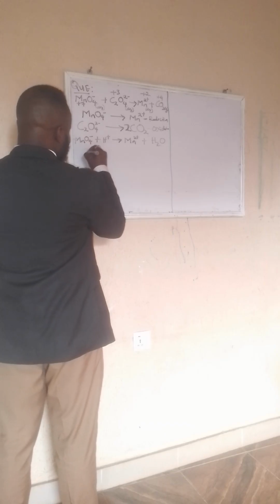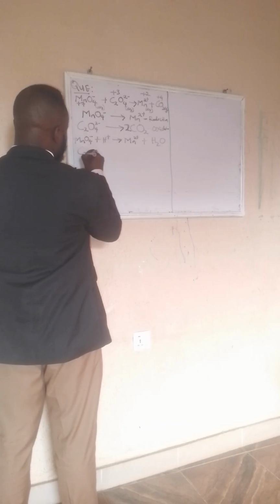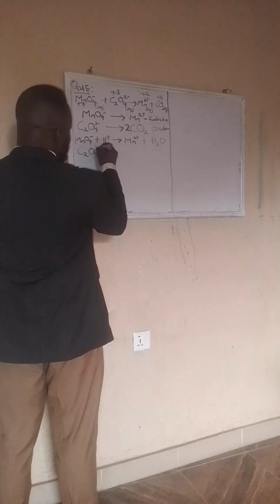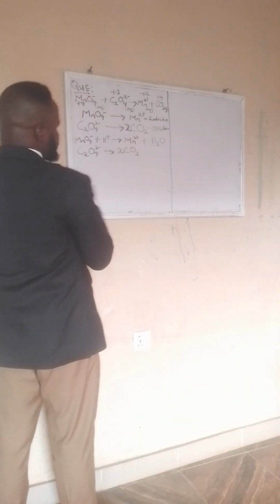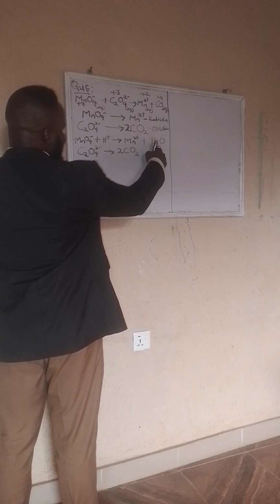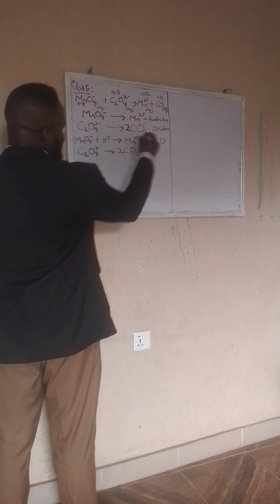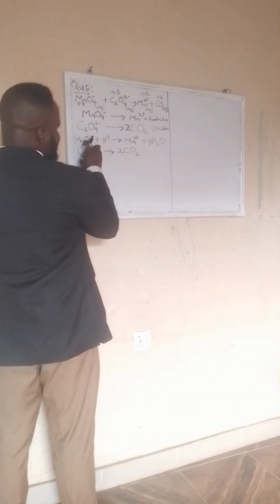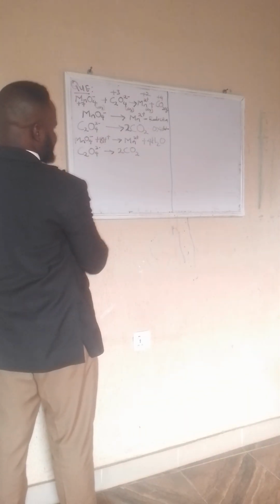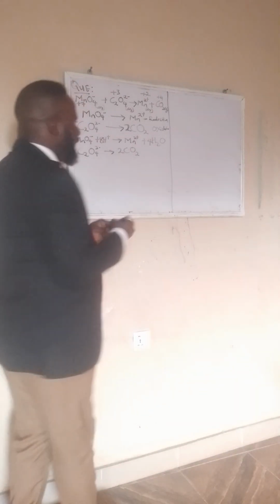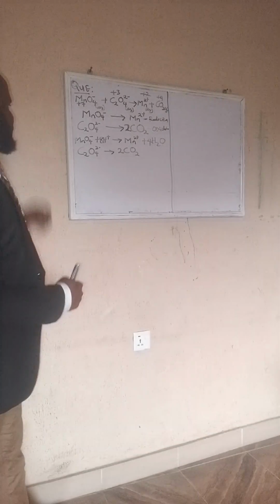So I'm still going to leave this as C2O4 2 minus to give 2CO2. So I have 2 hydrogen here, 4 oxygen here. So let me put 4. Oxygen is 4, oxygen has been balanced. 4 times 2 is 8, so 8 hydrogen. So I've balanced this, and this one too has been balanced. I will now bring in the charges.